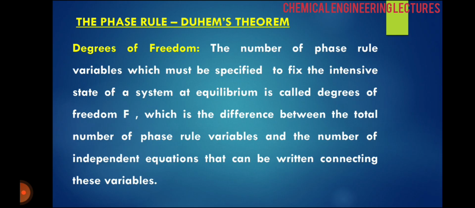For studying the phase rule, the first thing we have to know about is degrees of freedom. The number of phase rule variables which must be specified to fix the intensive state of a system at equilibrium is called degrees of freedom F. This is the difference between the total number of phase rule variables and the number of independent equations which can be written connecting these variables.